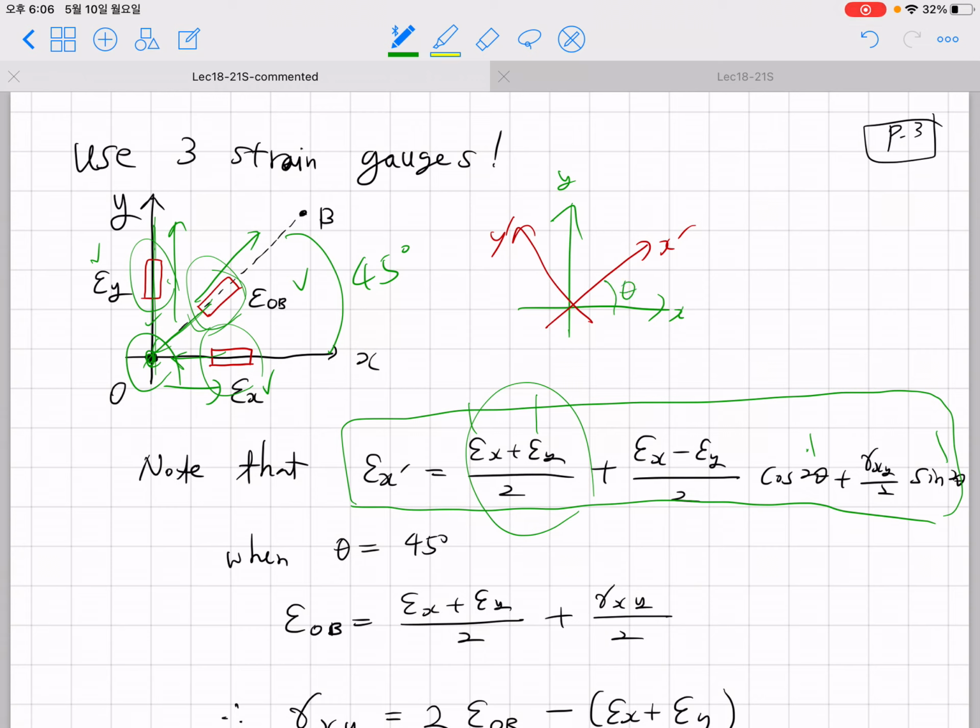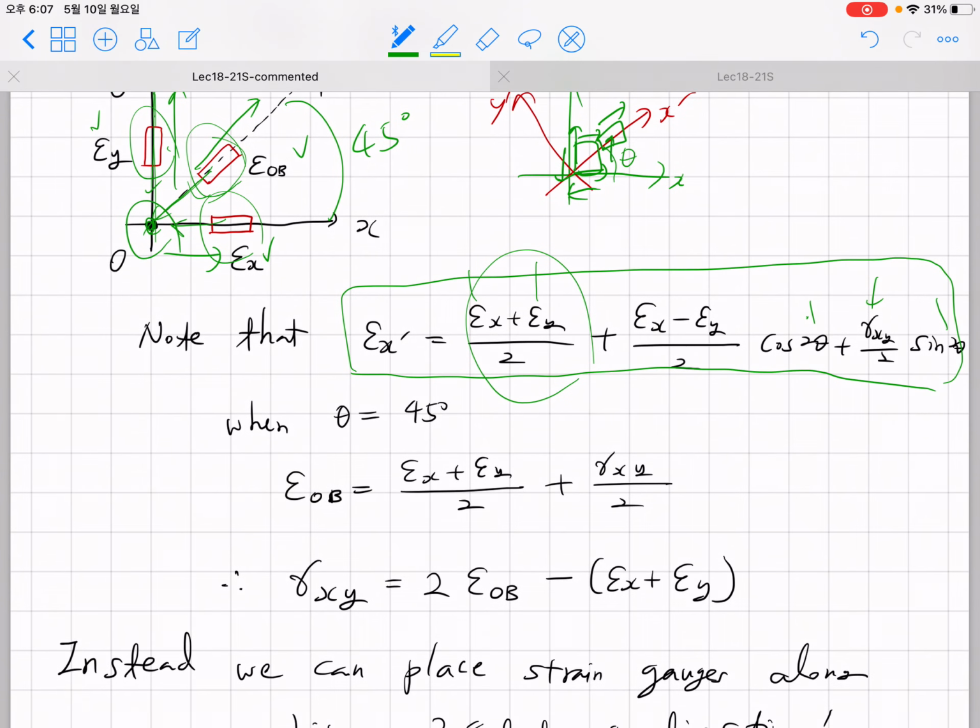Yeah, this is theta and gamma xy. So you can represent the strain component along the x prime direction using the normal strain along x, the normal strain along y, and the shear strain along xy. When theta is 45 degrees and you plug in the numbers, this term will be gone, and you only have sine 2 theta equal to 1, so you have gamma over 2 here.